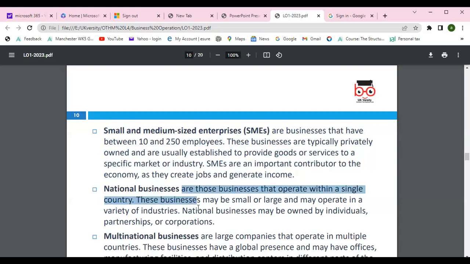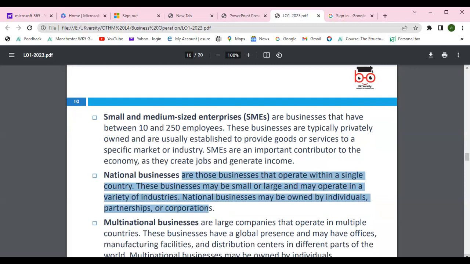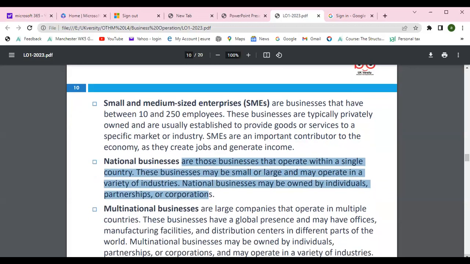Then national income. What is the national income? GDP. And all the taxes go to GDP. National businesses are businesses in a single country. The businesses may be small or large. They can be micro or macro. National businesses are normally owned by the government, or can be individual, PPP.